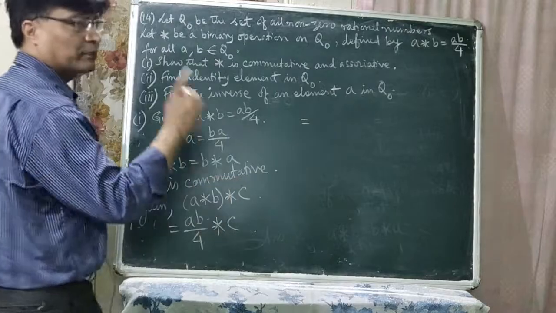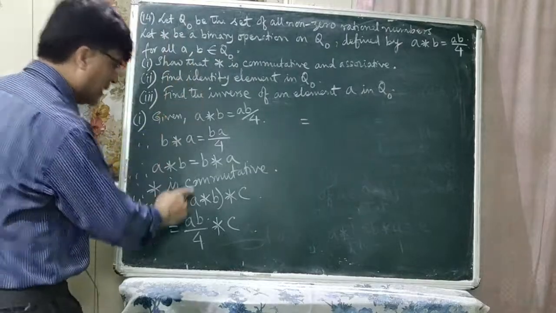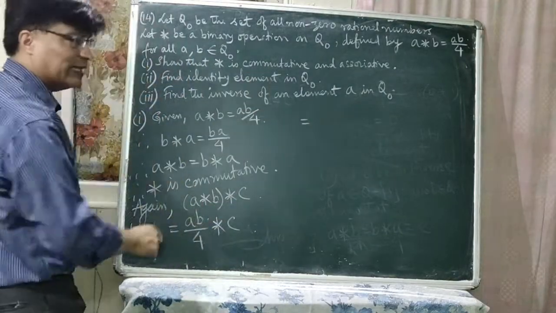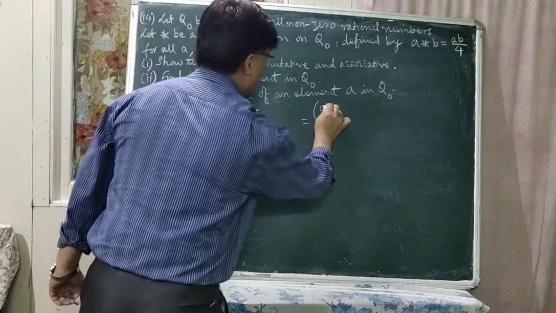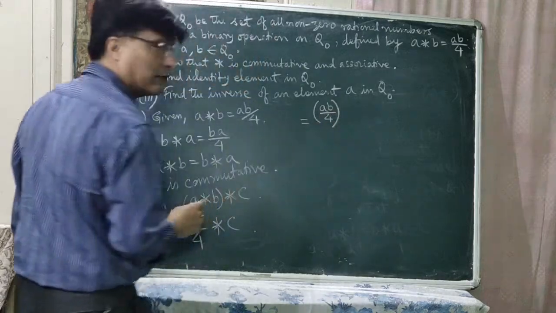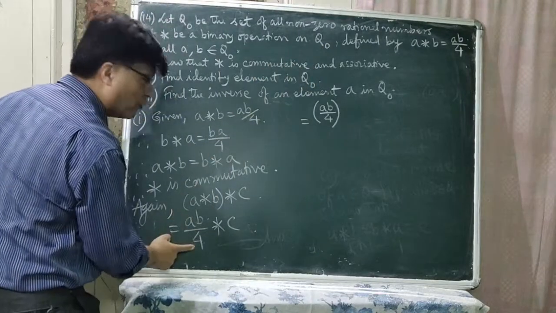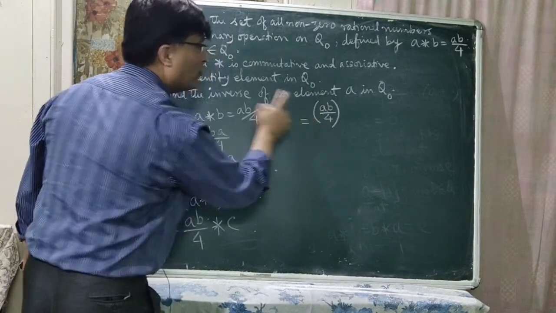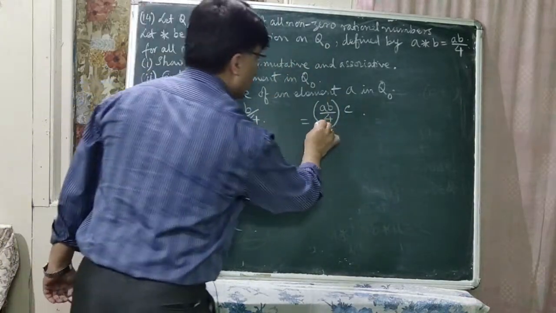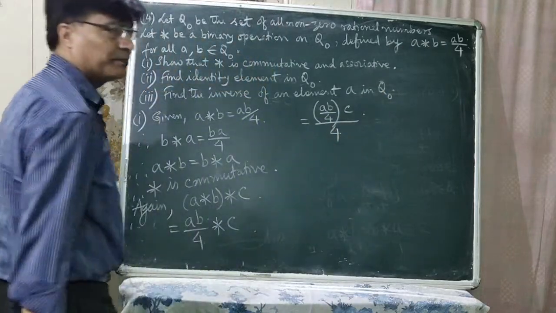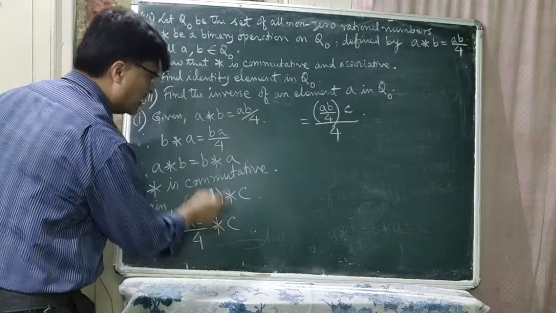So which is equal to, now again, a star b is ab by 4, but here a is ab by 4 and what is b here? It is c. So what is a here? a is ab by 4. And b here is c. So here we write ab by 4, and b is c, so we write c, whole divided by that 4. Is that clear? This is actually ab divided by 4. Here a is ab by 4 and b is c.